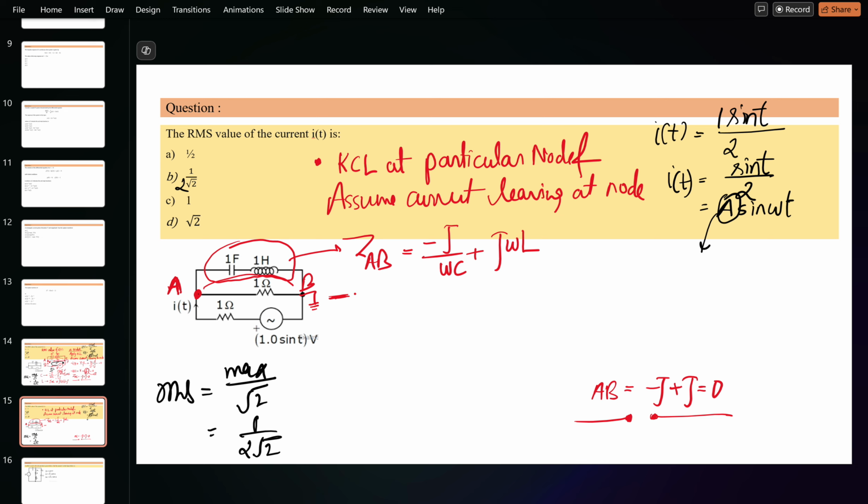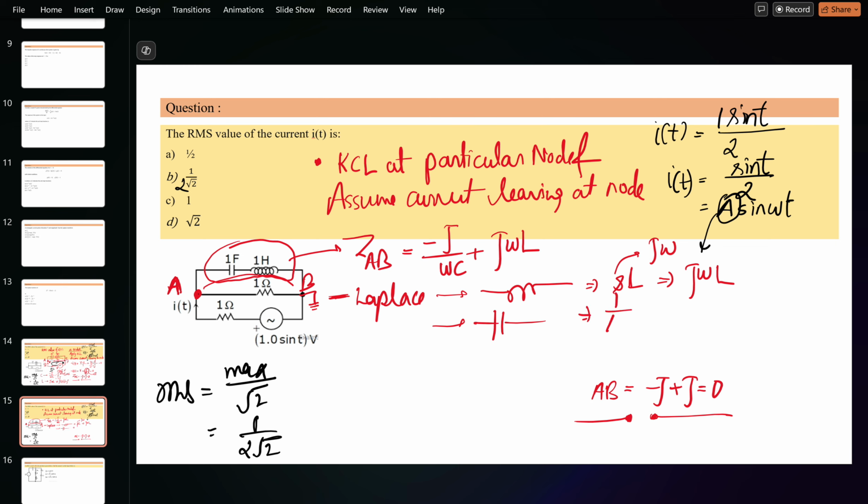Why? Because in Laplace terms, I will explain what Laplace and all is later. The inductor is usually represented as SL, and S is equal to j omega, so it becomes j omega L. Same with the capacitor, it will be represented as 1 upon SC. So S is j omega, so it will become minus j upon omega C.